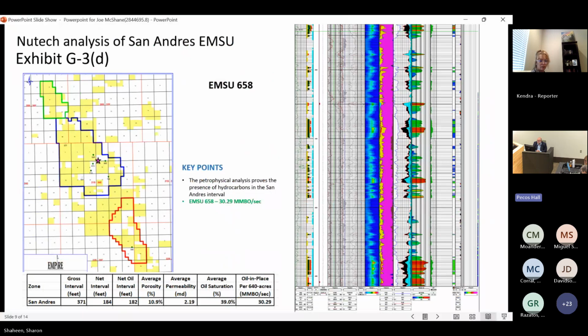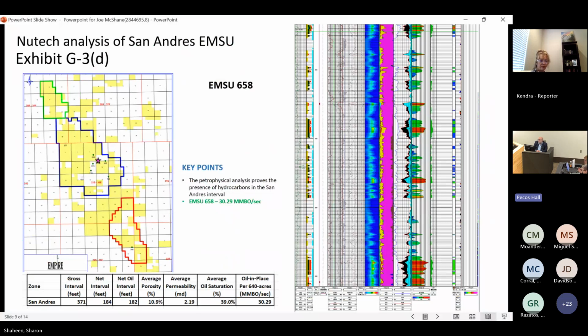In Exhibit G3D, does this slide illustrate the result of the new tech analysis for the EMSU 658? Correct, it does. It shows the petrophysical analysis. You see the hydrocarbons present in the San Andres. And then we also showed our calculation based on NewTek's work of 30.29 million barrels per section calculated. And does this reflect the Scenario 5 revised analysis that Mr. Dillowin testified about? Yes. And what do the green and red colors indicate?